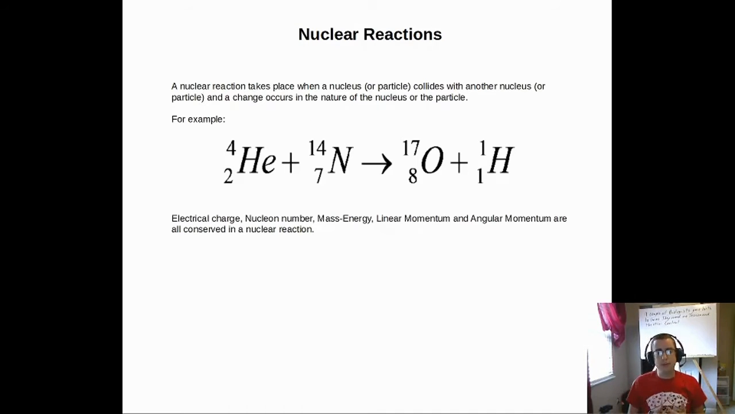So first off, nuclear reactions are anything where the reaction takes place when two nuclei, or at least two nucleons, hit each other. And again, this is different from chemical reactions because with a chemical reaction, it's the electrons of an atom that are interacting with each other. But in this case, we're looking at the nucleons.